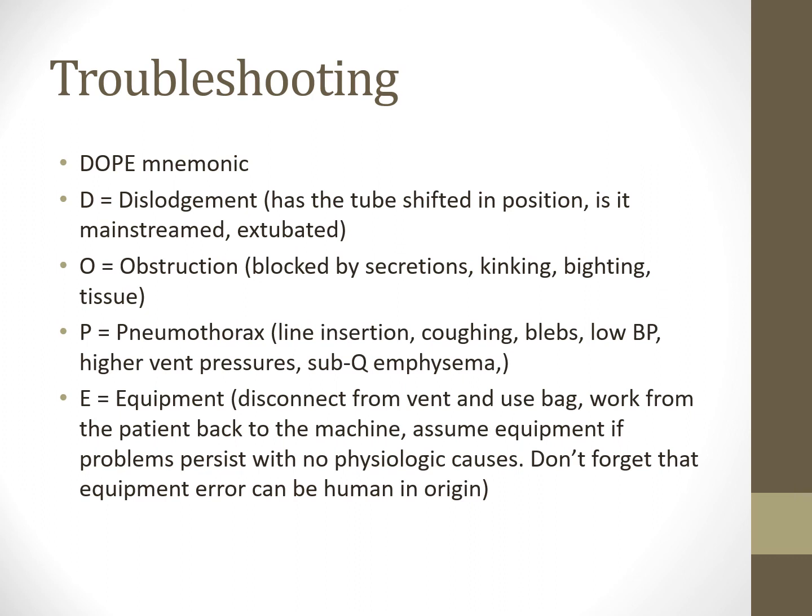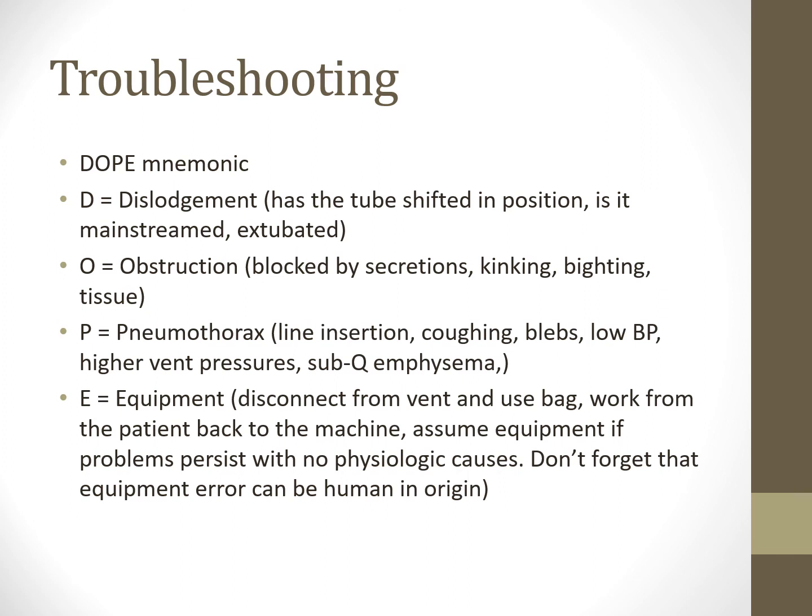Troubleshooting, this is going to be a big help. Anybody that has an artificial airway, we usually use the DOPE mnemonic. DOPE is dislodgement, obstruction, pneumothorax, and equipment. So if you walk into a patient's room and they have a trach, or they have an endotracheal tube, right? They're intubated, or they're just trached and they're on a ventilator, or they're just trached in general. This is going to be your mnemonic that makes you look like a genius and makes you act fast, right?